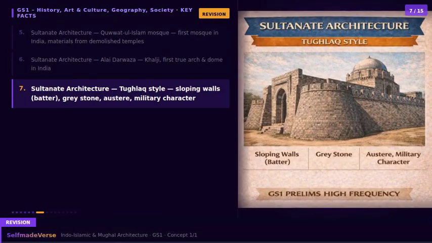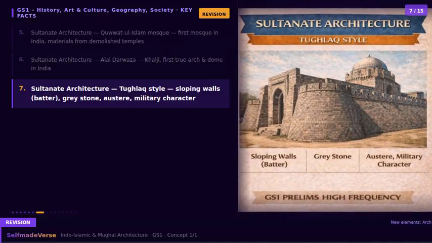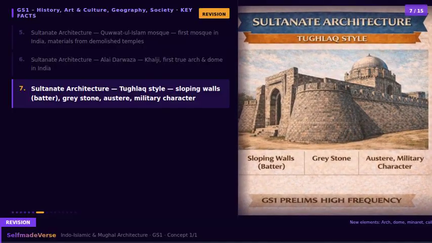Tughlaq architecture featured sloping walls, called batter, built in grey stone with austere, fortress-like designs. This military character reflected the dynasty's focus on defensive architecture during unstable political periods.